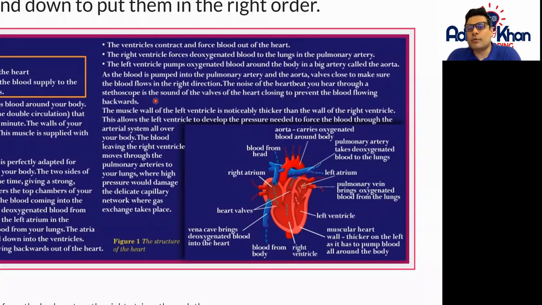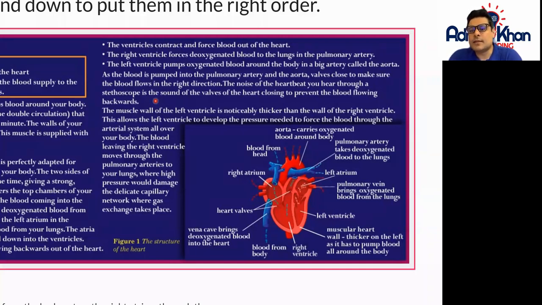The muscle wall of the left ventricle is noticeably thicker than the wall of the right ventricle. This allows the left ventricle to develop the pressure needed to force the blood through the arterial system all over your body. The blood leaving the right ventricle moves through the pulmonary arteries to your lungs, where high pressure would damage the delicate capillary network where gas exchange takes place.